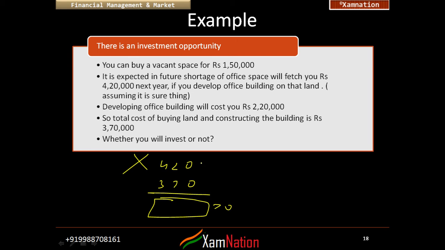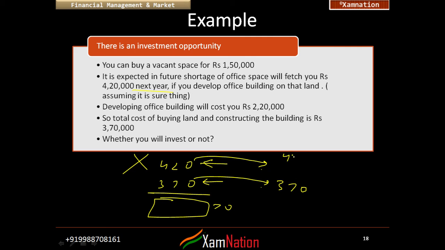Because you will get 4,20,000 one year from now, we assume it is a one-year horizon, that is, in the next year only. Whereas the 3,70,000 we are assuming you have to invest as of today. The 4,20,000 you will get after one year, so it would be wrong to compare 4,20,000 with 3,70,000. What you have to do is calculate the present value of 4,20,000 and the present value of 3,70,000. The present value of 3,70,000 is nothing but 3,70,000, because this money is going from your pocket as of now. But 4,20,000 you are getting one year from now.